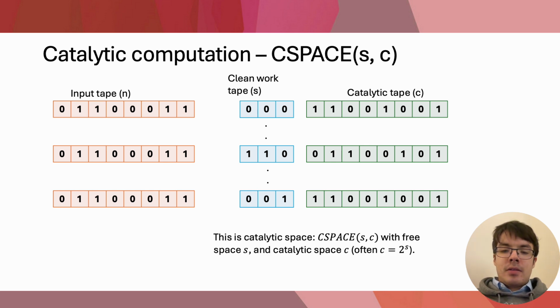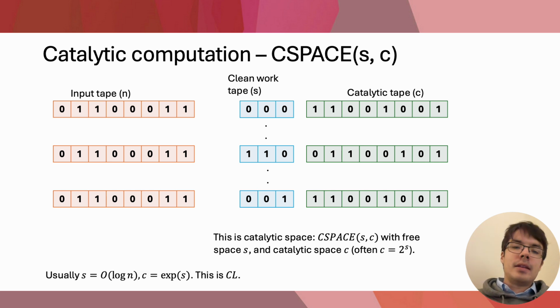The complexity class corresponding to this model is called CSPACE(s, c), where s is the length of the work tape and c is the length of the catalytic tape. Often we assume that the catalytic tape is exponentially longer than the work tape, and the standard parameters that we examine are the case where the work tape is logarithmic in length and the catalytic tape is polynomial in length, which is exponential in the work tape. Polynomial in the input length, that is.